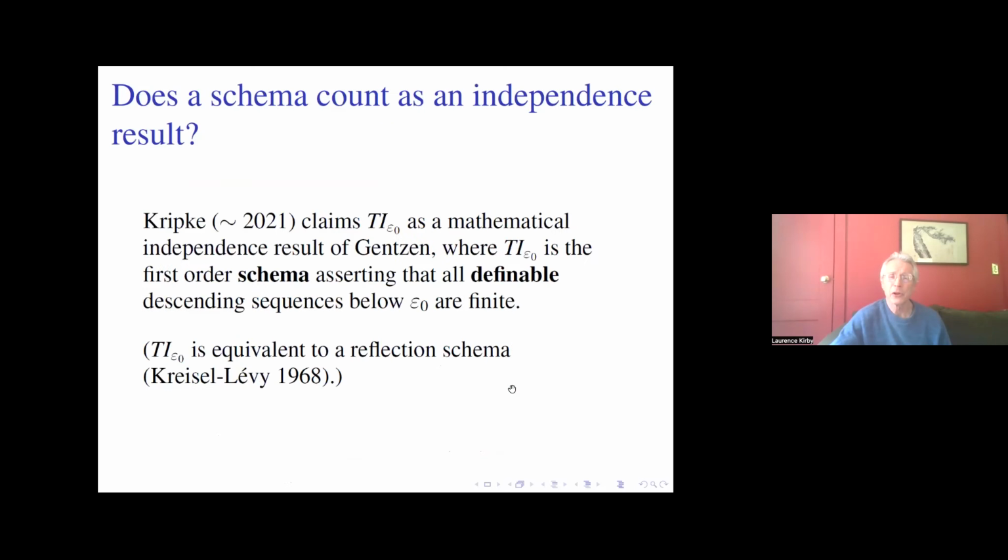Okay, before moving away from Gentzen's theorem, a couple of notes. Kripke in the paper, which I've put approximately 2021 because it was published online last year in the journal History and Philosophy of Logic. Last time I checked, it didn't have an issue number assigned, but he makes a claim that TI subscript epsilon 0 was a mathematical independence result of Gentzen, where that's the first order schema. We're asserting for every formula phi that phi does not define an infinite descending sequence below epsilon 0.